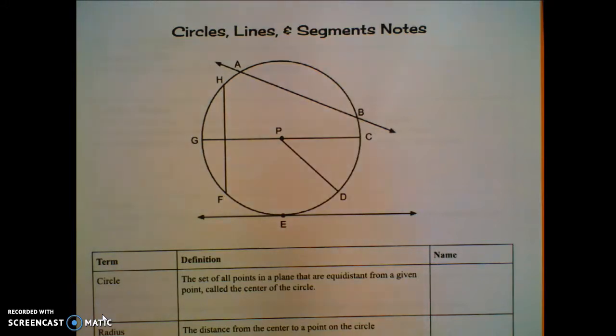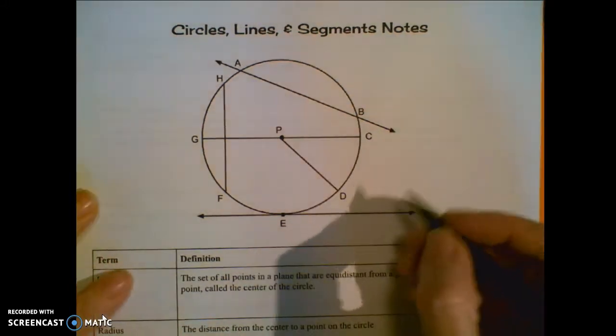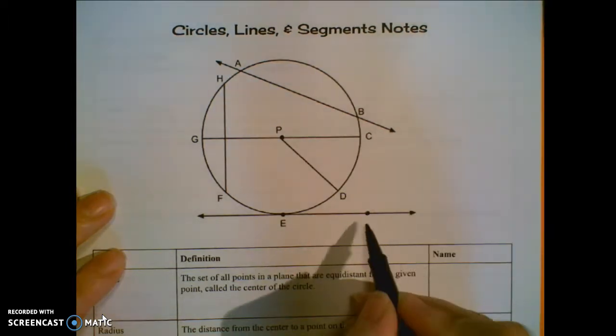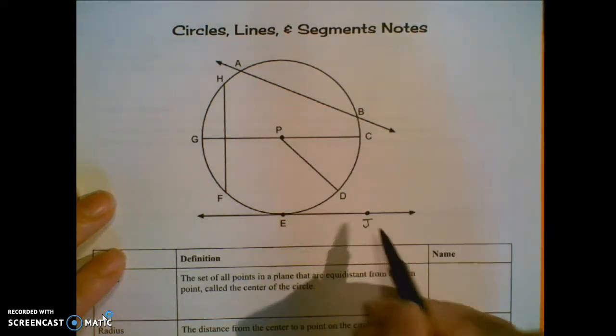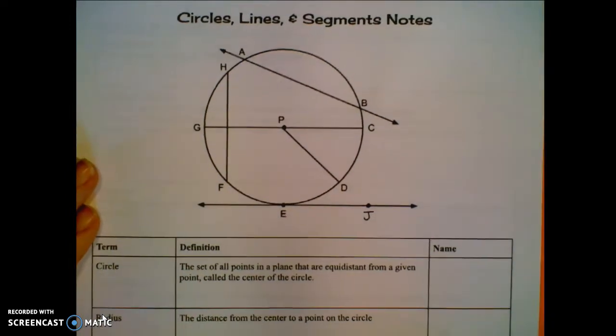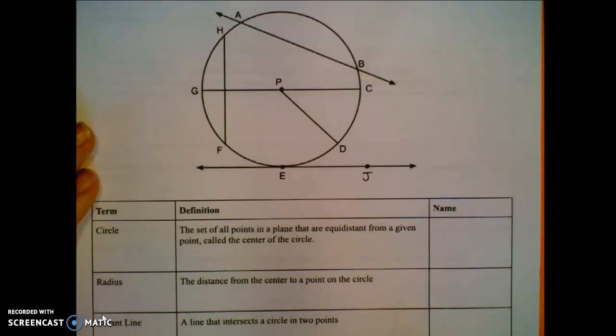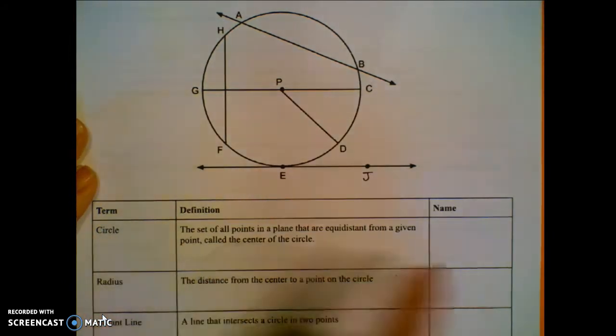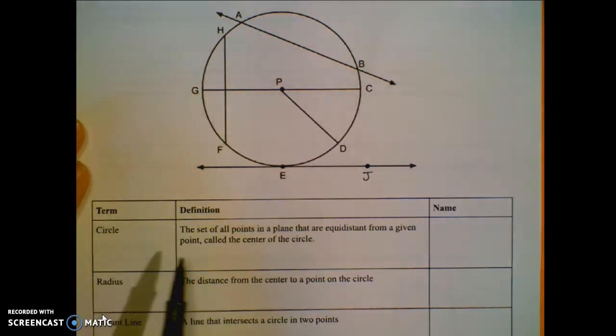So what we're going to jump into, there is one other point we need to add to our diagram. We're going to add it right here on this line. We're going to call that point J. It's going to be useful in a little bit. All right, so let's start with our first term. We've got our term over here on the left and the definition in the middle. We're going to be working on the naming of objects over here in the right-hand column. So that's where the majority of what we're looking at today is going to be filled in.